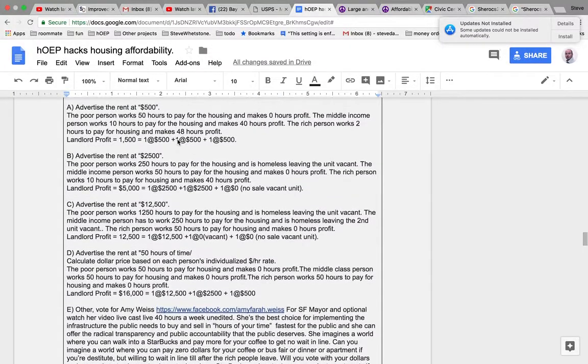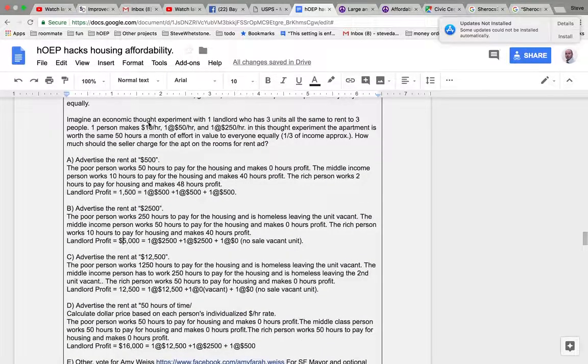So remember, this is an economic experiment: one landlord, three units, all the same, to rent to three people. I guess you only get one bid, right? You can't renegotiate or change your price later. And so let's look at this one.